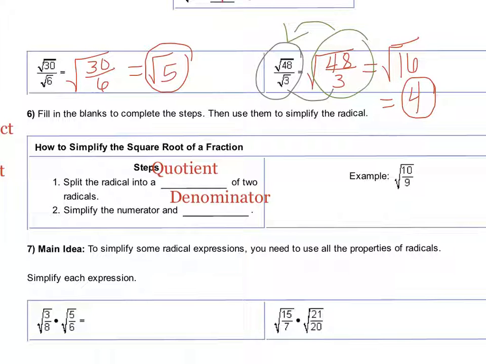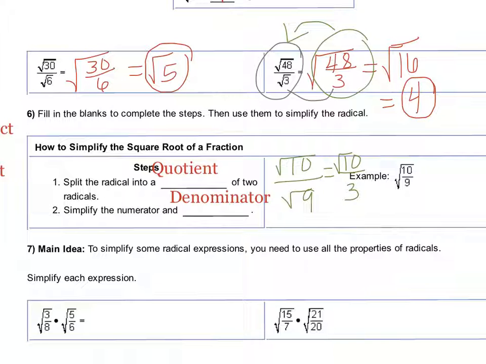All right, so we're just going to rewrite the square root of 10 over 9 as 2 separate square roots. We split the radicals. So here we go. The square root of 10 over the square root of 9. The square root of 10, 2 times 5, is not a perfect square, so we're just going to leave that as the square root of 10. And down at the bottom, we're going to put a 3.